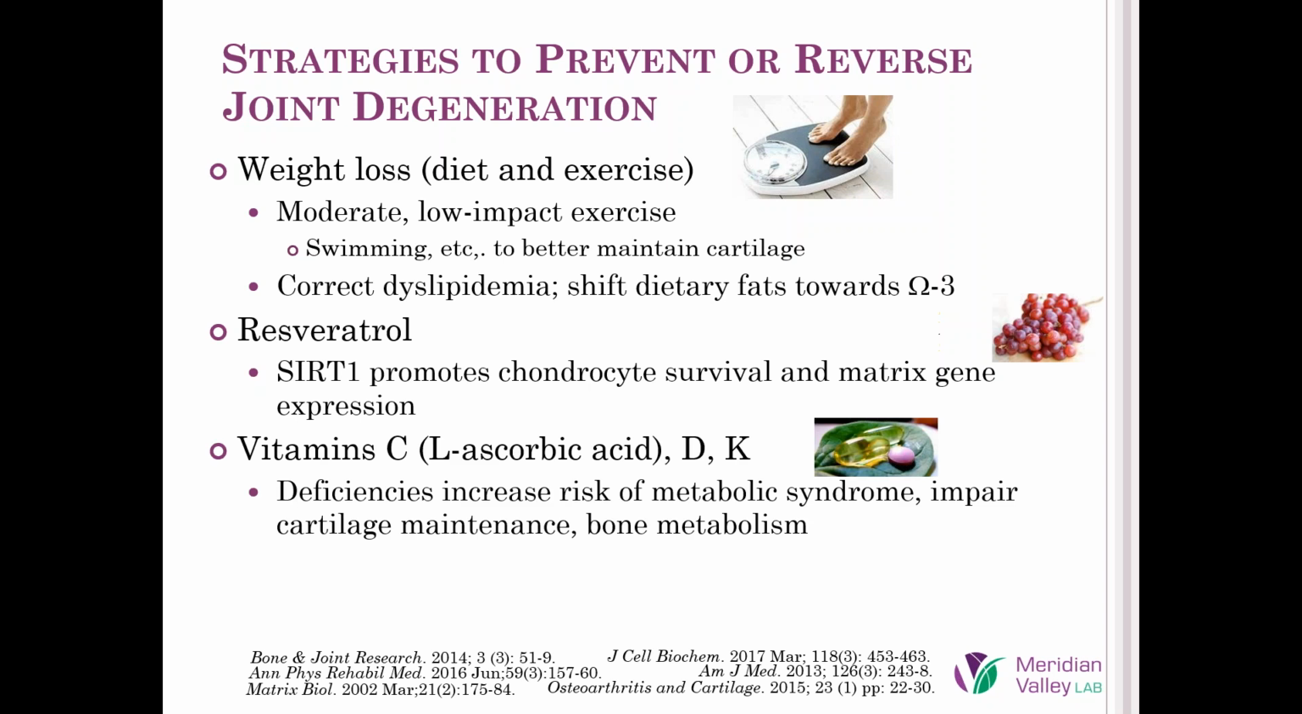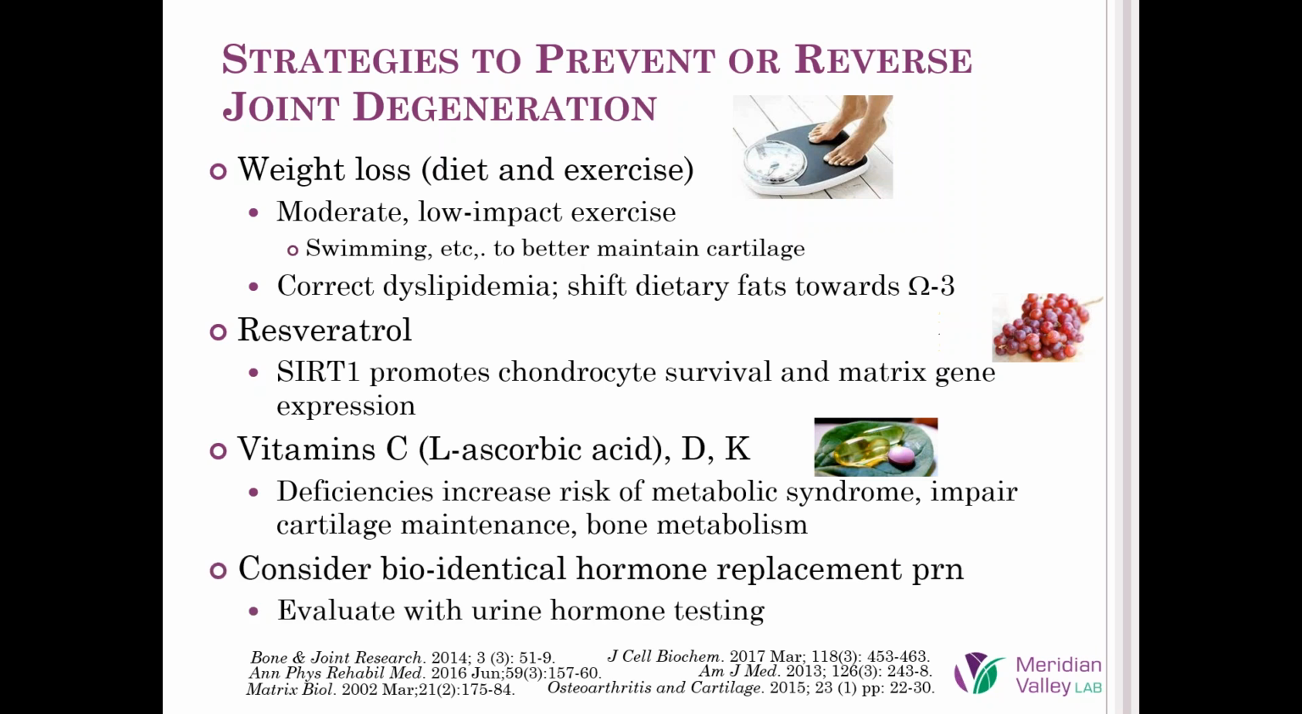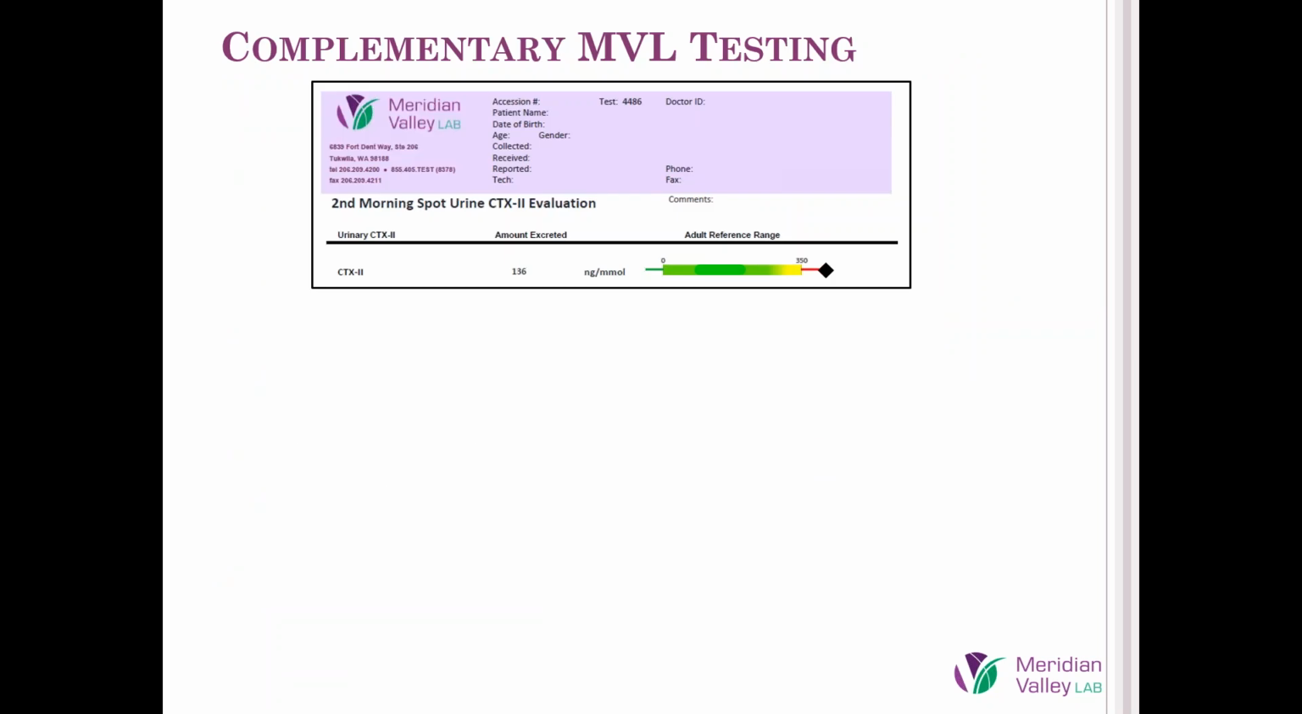We want to provide the right vitamins. Vitamin D is important to prevent inflammation. Vitamin C and K help chondrocytes form cartilage, do collagen cross-linking, and maintain cartilage health for us. And then lastly, if our patients are older, they may be going through menopause or andropause, we want to evaluate their hormone levels using urine hormone testing. And if they're low, we want to consider bioidentical hormone replacement to help preserve that cartilage.